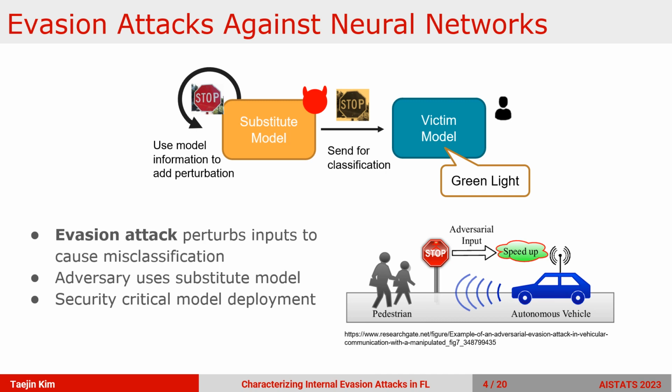In this example here, an autonomous vehicle is using a model to classify what it is seeing. If a stop sign is perturbed and the autonomous vehicle instead perceives it as a speed up sign, there may be an accident that occurs.